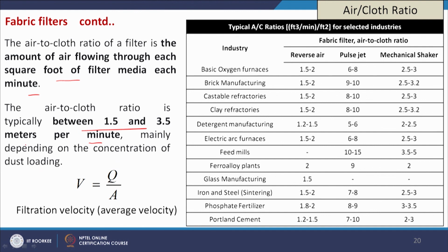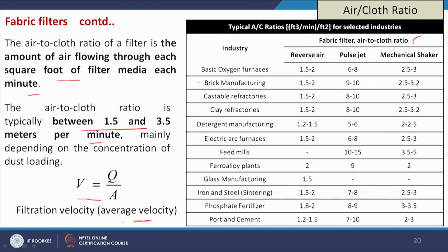This meter, as you know, means meter cube per meter square, that is why it is meter. Okay. So, then we are getting V equal to Q by A, the filtration velocity, or you know, this is the average velocity. Okay. So, this table gives us some data on air to cloth ratio for different types of cloths.